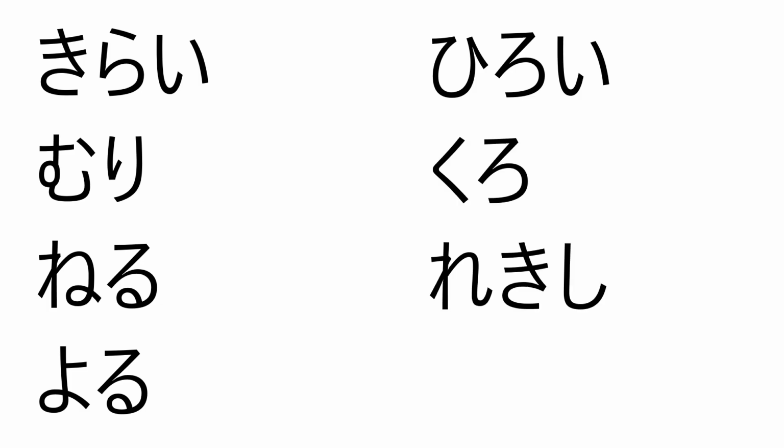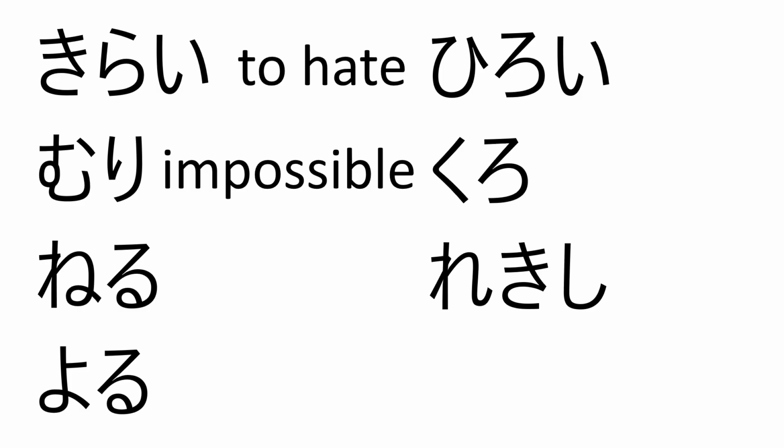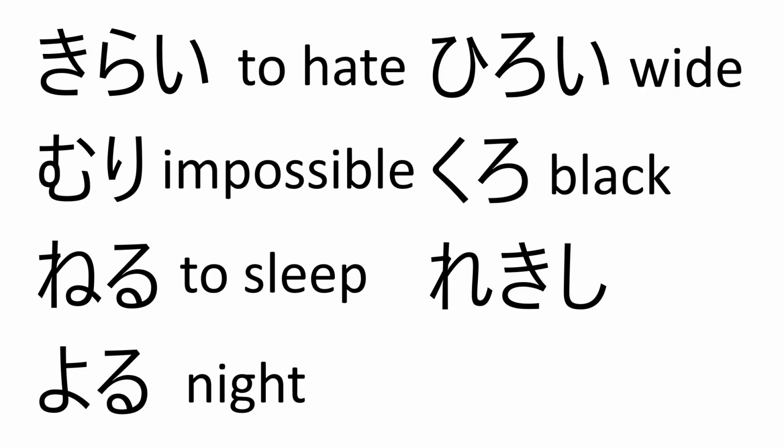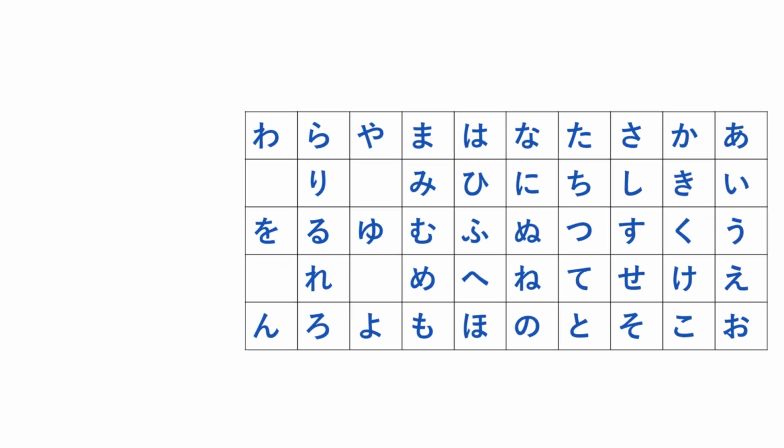Kirai, muri, neru, yoru, hiroi, kuro, rekishi. Kirai means to hate, muri is impossible, neru to sleep, yoru night, shiroi white, kuro black, rekishi is history. The last column consists of irregular characters wa, wo, and n.